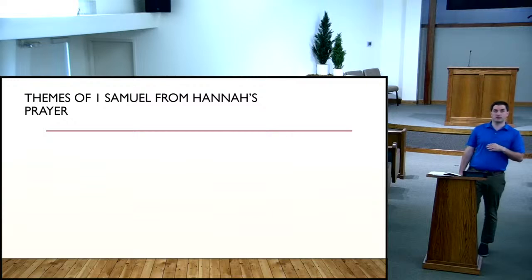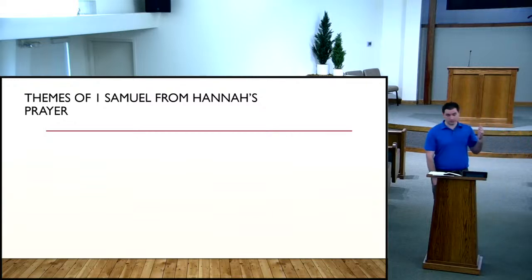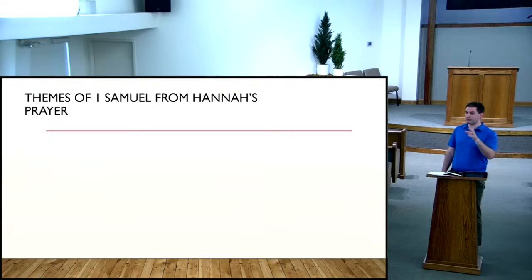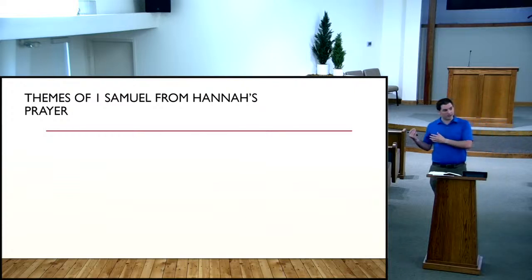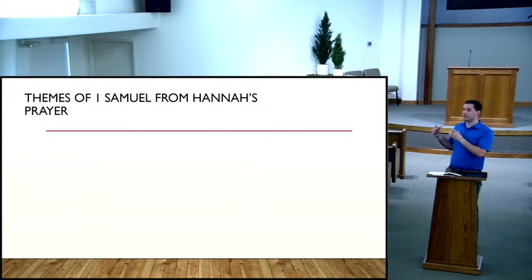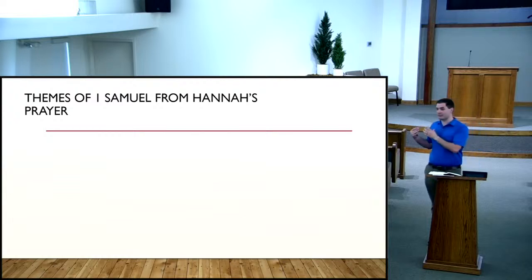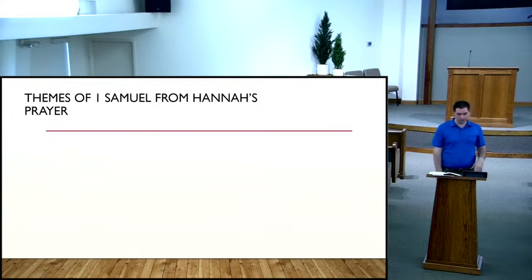What is really cool about this book to me is the bookends. If we're talking about the whole book of Samuel, there are 2 bookends. The first one is this prayer right here, where Hannah lays out some themes that are going to be throughout the whole book. And then at the very end of 2 Samuel, there's this song that David sings that lays out the exact same themes. So in between those is the meat of the story and where those themes are really played out.